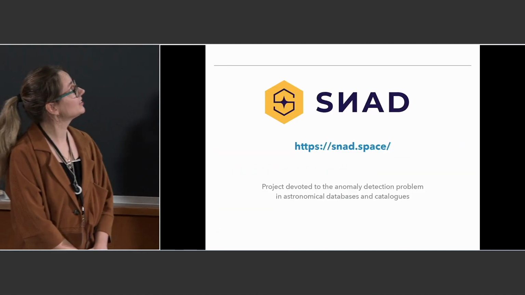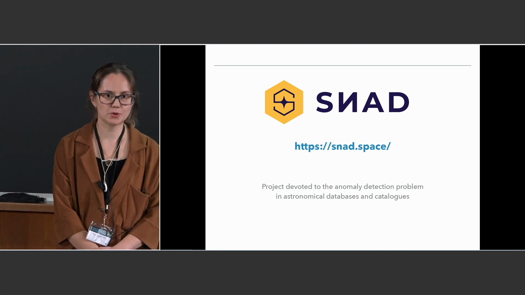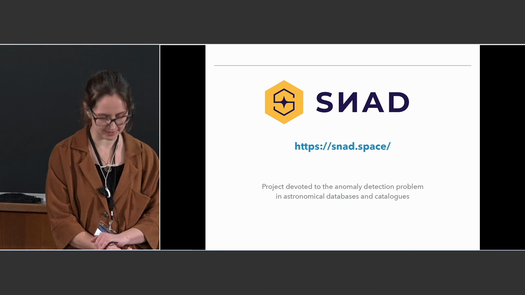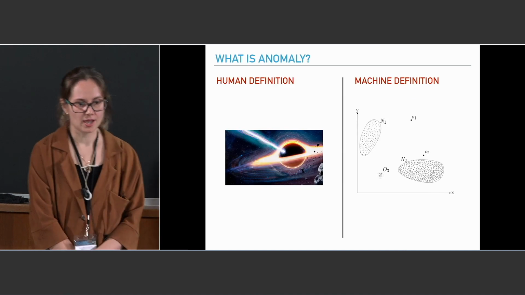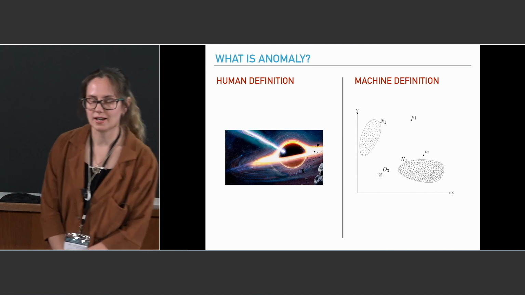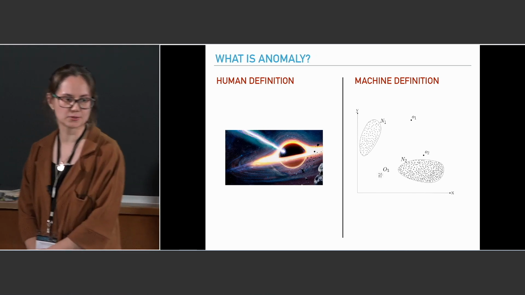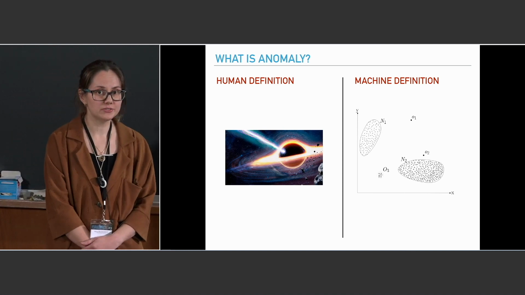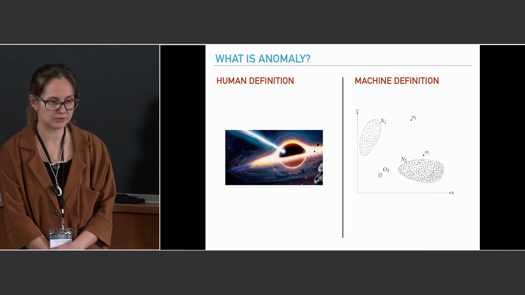So SNAD is an international project devoted to anomaly detection problem in astronomical databases and catalogs. Before I talk about the project itself, let's talk about the definition of anomaly. So there is a machine definition and there is a human definition.